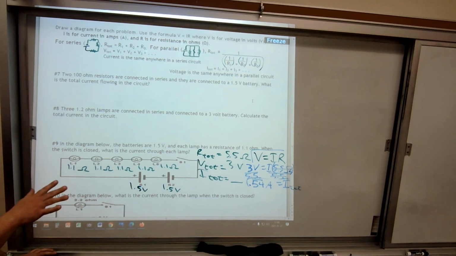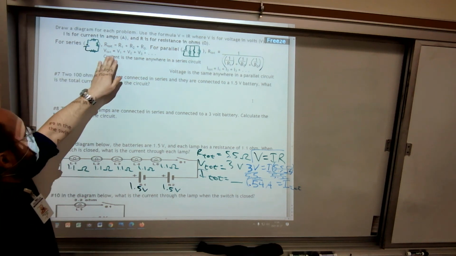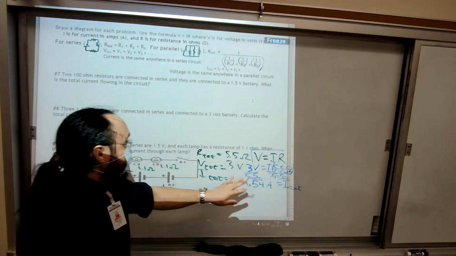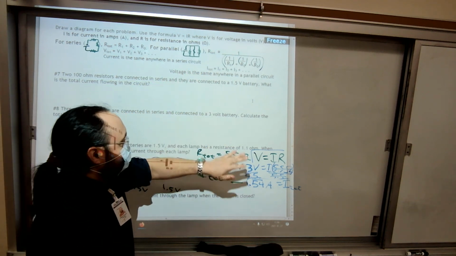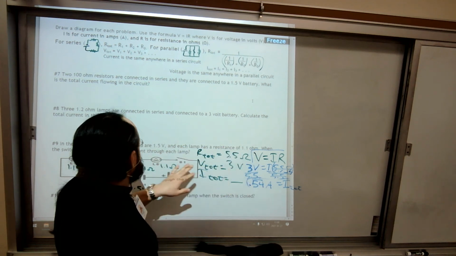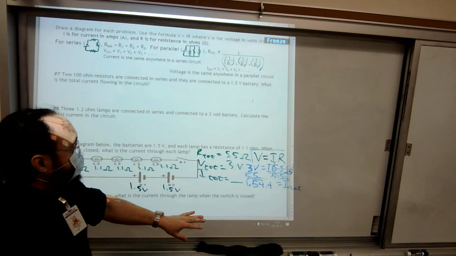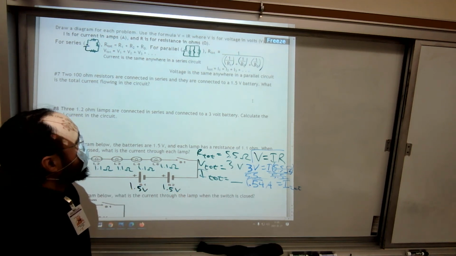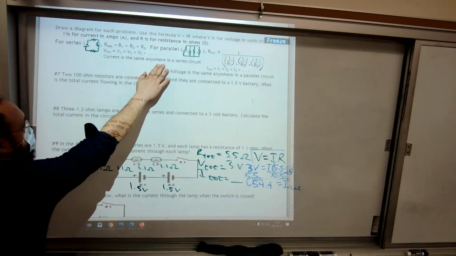So now we've got to go look at the rules. We're in series, so for series, current is the same anywhere in a series circuit. Okay, so that's the total current. Because it's the same anywhere, we don't have to split it up. If they were in parallel, we'd have to say, okay, 0.54 divided by 5, because there's 5 little light bulbs, right? So we'd have to split it up between each of them. If they were in parallel, they're going to be about 0.1 each, or something like that. But we're not in parallel, so for series, current is the same anywhere.